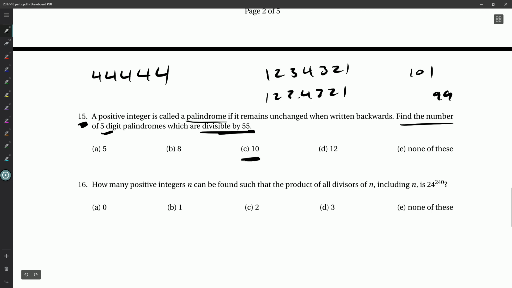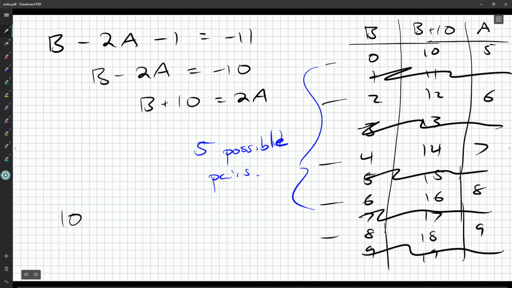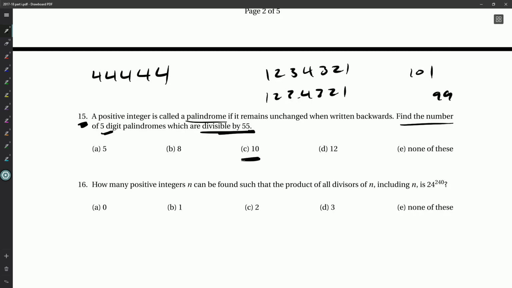And that's our middle answer, C. 10 such numbers, C. And there it is. Okay. Question number 15, all squared away with. Up next, we're going to take a look at question number 16 and finish off our little Alberta paper.